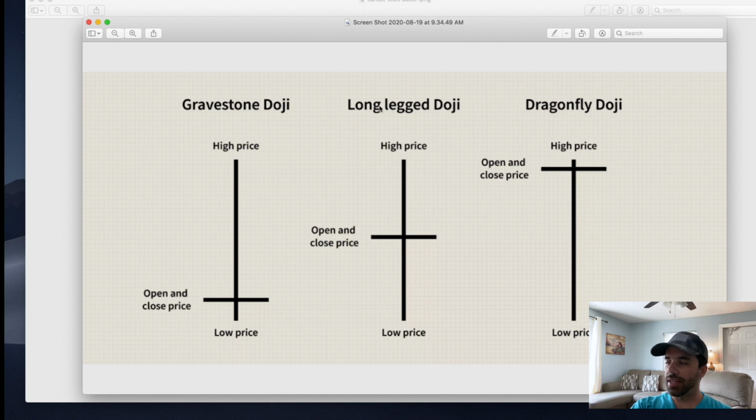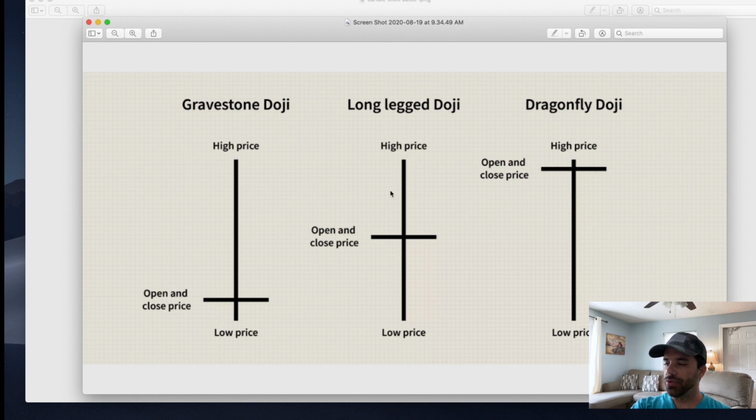Then you have the long-legged doji that we just saw on that previous chart. However, here it's more in the center line, which is more of a sign of indecision. Why is it indecision? Well, in the gravestone, the decision is pretty clear. It's decisive. It's showing you selling pressure up here, okay?